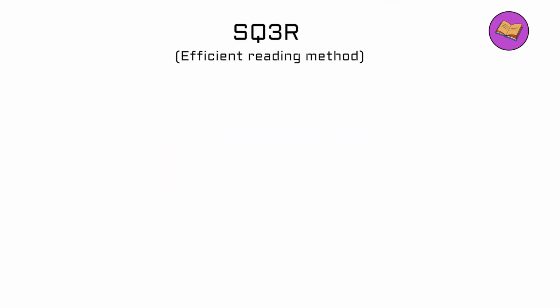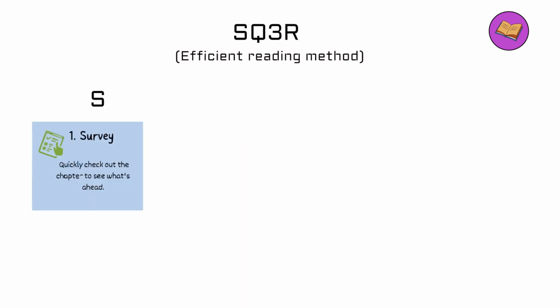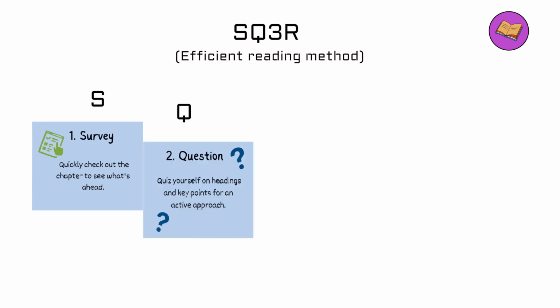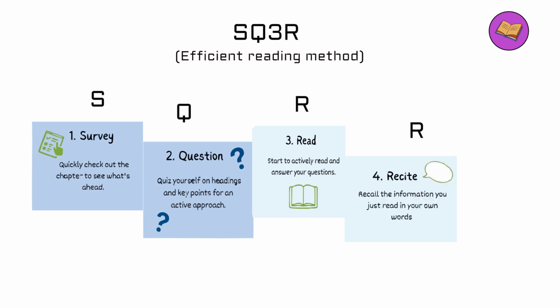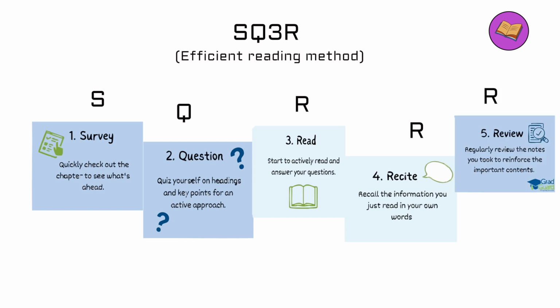SQ3R study method. SQ3R is an effective, structured reading method designed to maximize reading efficiency and ensure active engagement with the material. Survey. Skim through the titles, table of contents, and charts to get an overall sense of the content. Q. Question. As you read, ask yourself questions like, what is this about and why is this important? Read carefully while keeping your questions in mind, staying focused. R. Recite. Close the book and try to explain the material in your own words. R. Review. After some time or the next day, revisit the material to deepen your memory.